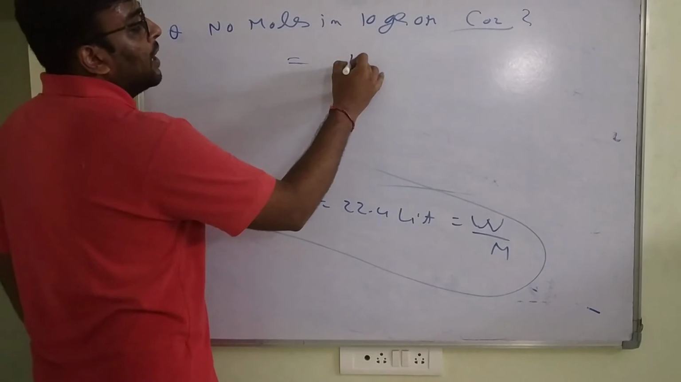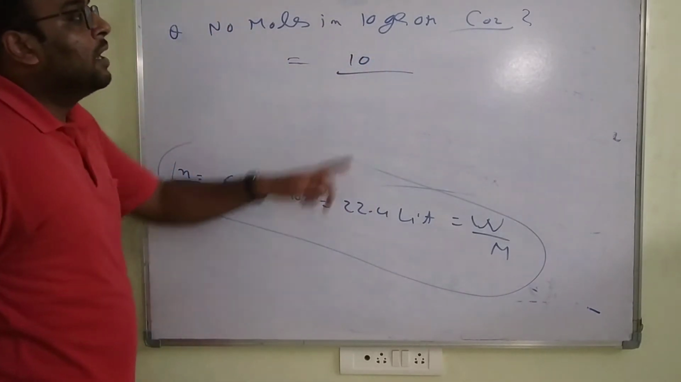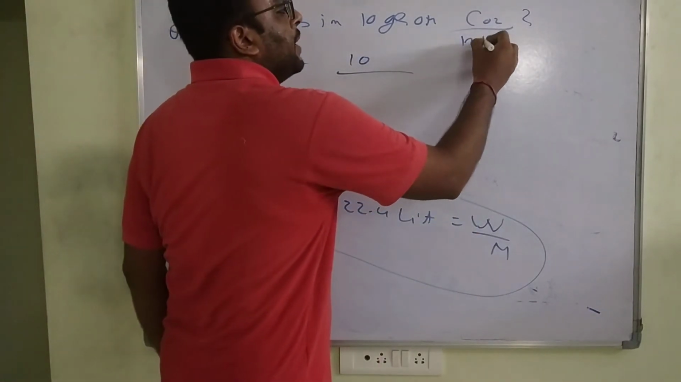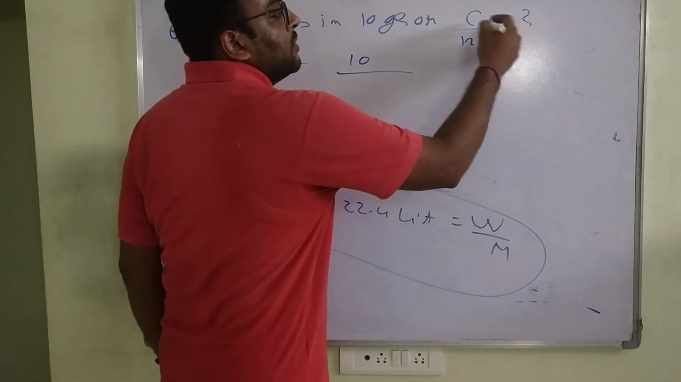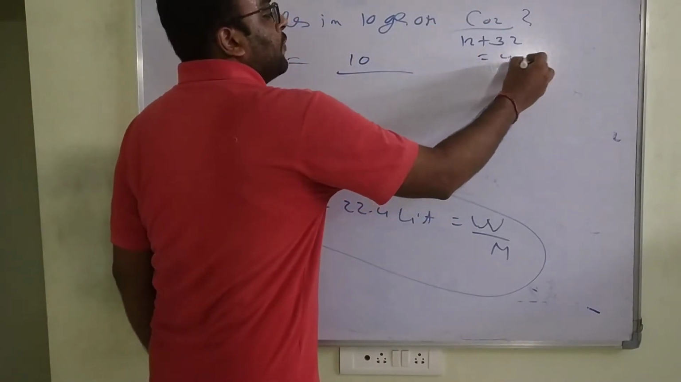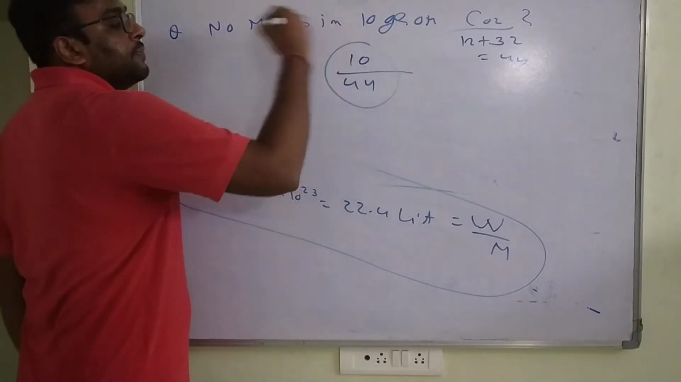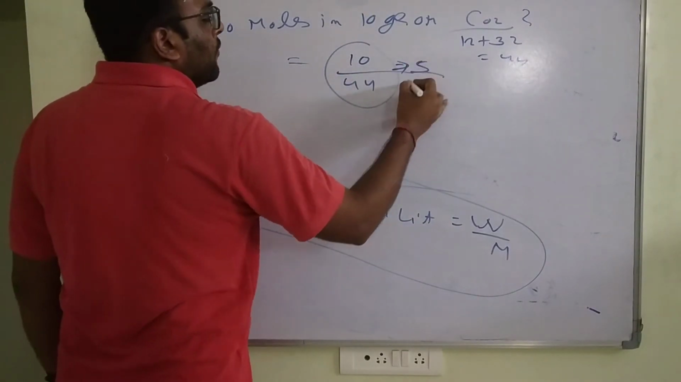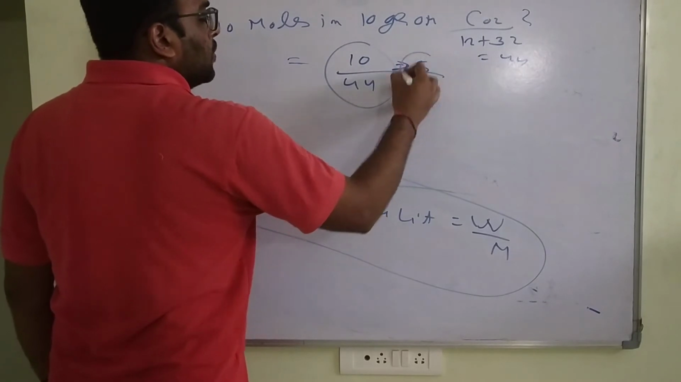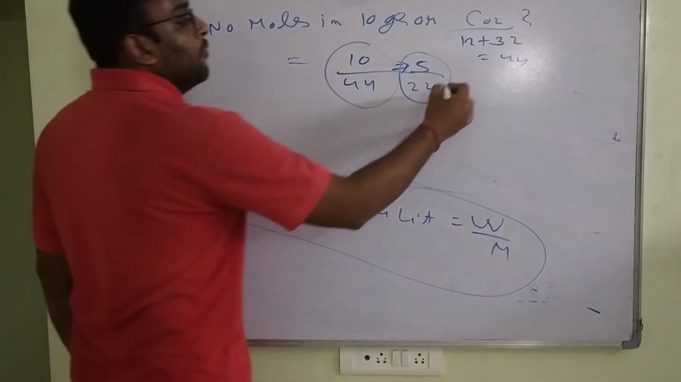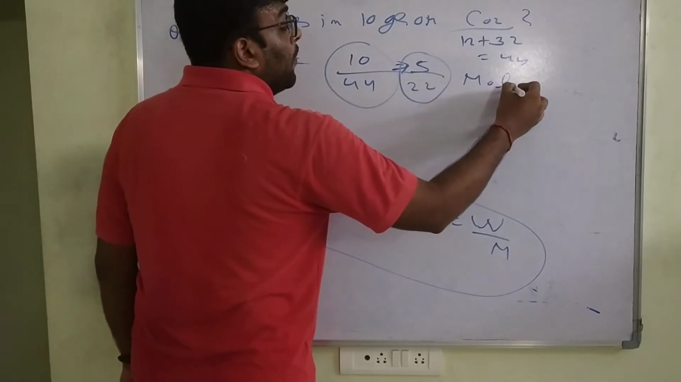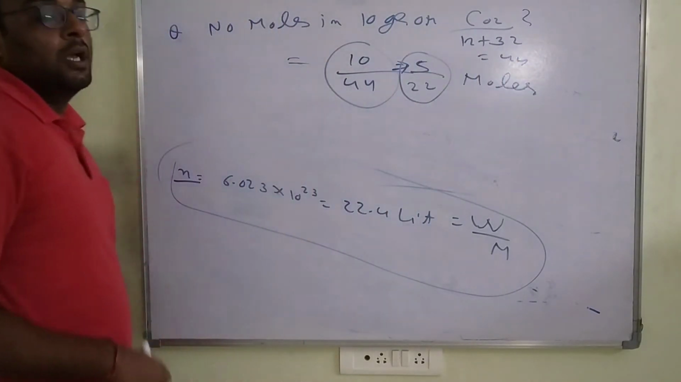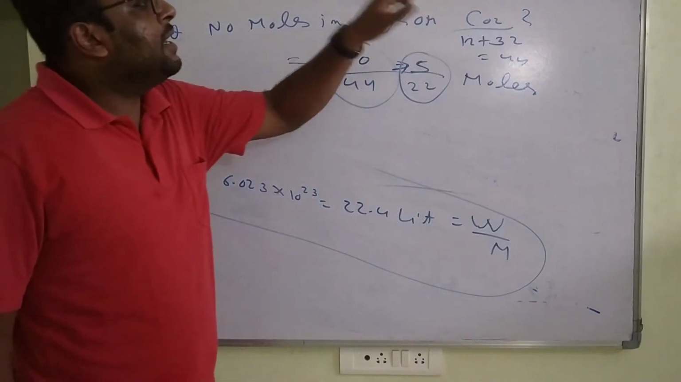How do we calculate? 10. What is the molecular mass? Carbon has 12, I have already explained you. Oxygen is 16, so 32. It has 44. We can solve this: 5 upon 22. So 5 over 22 is the number of moles in 10 gram of CO2.